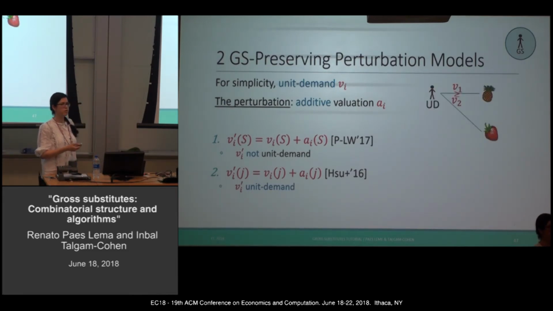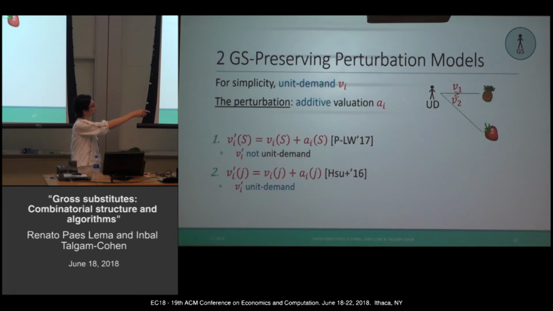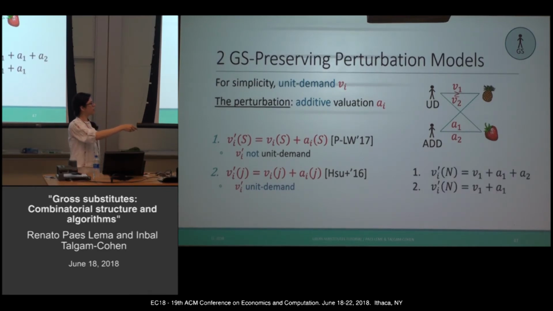So here's an example of the two perturbations. If you start out with the unit demand valuation, let's say that V1 is larger than V2, so this player wants the pineapple more. You have some additive valuation, which is the perturbation, so A1 and A2. And here are the two ways.